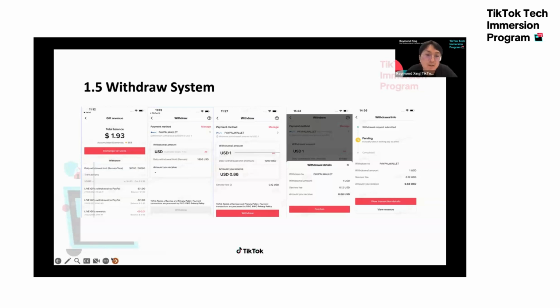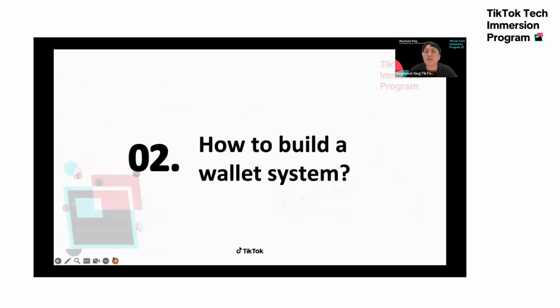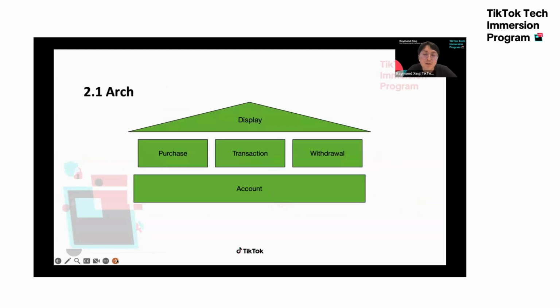Okay, next slide, please. So as I just mentioned, roughly we have the user display, the purchase system, the transaction system, the withdrawal system, and the bottom layer account system. So I will give a brief talk on how to build a wallet system. Next slide, please.